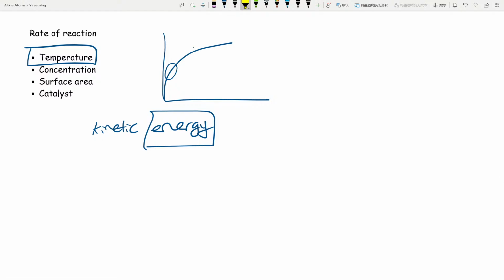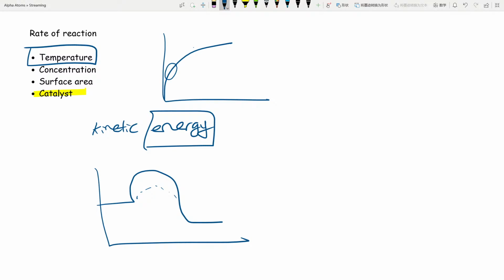Surface area and concentration, I don't even think they get asked that much. Catalyst is actually quite interesting. So if you have, let's say, an exothermic reaction here, a catalyst is something that provides an alternative pathway which lowers the activation energy. What that means is that a collision that used to not count as successful now would have a sufficient amount of energy, because the activation energy has been lowered.